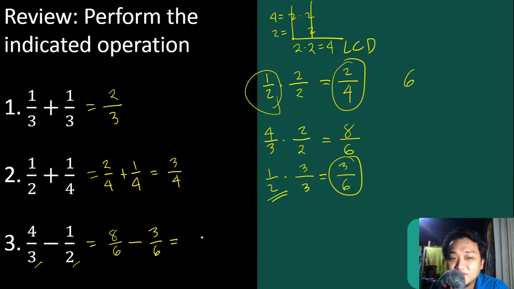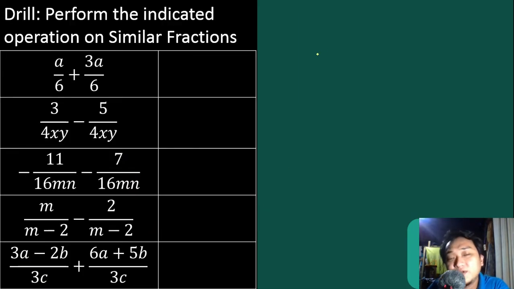So, copy the common denominator, which is 6. 8 minus 3 is 5. Pero syempre, yun yung tinuro sa atin sa elementary. All about LCD, at saka yung technique na mas madali, wherein you convert the fractions into two similar fractions. Ginagawa natin yun ng elementary.